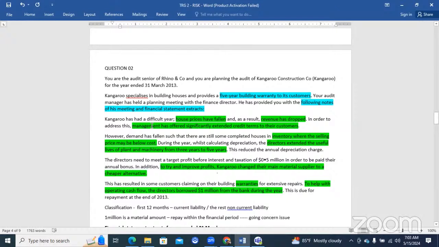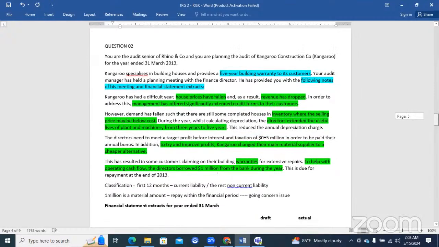The Kangaroo company has had difficulty here. They said house prices have fallen, resulting in a revenue drop. In order to address this, management offered significantly extended credit terms. So there is a credit risk. Here they are explaining the credit risk: they are extending credit terms to customers, installment schemes and credit terms. There is a significant increase in the credit risk.